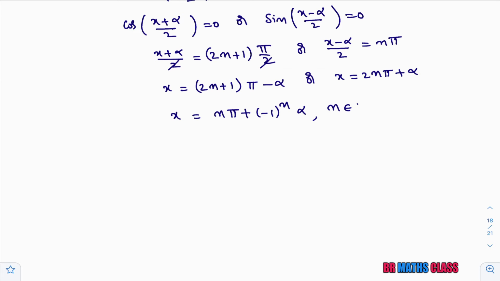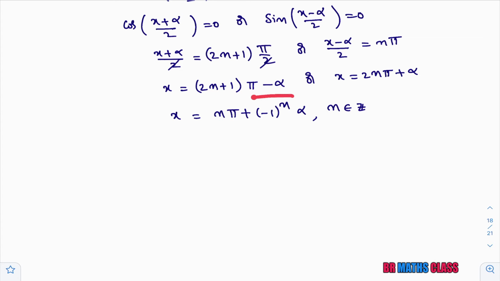Here what is n? n is an integer. When n is an integer, it may be an even integer or it may be an odd integer. Suppose that n is odd. Look here, odd number into pi. When an odd number is there, we must get minus.